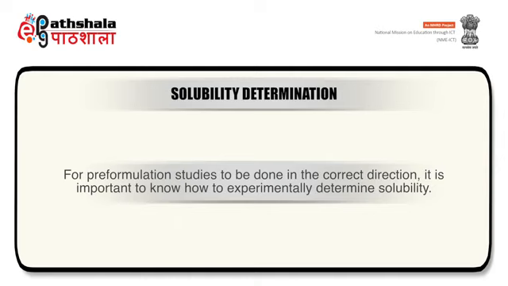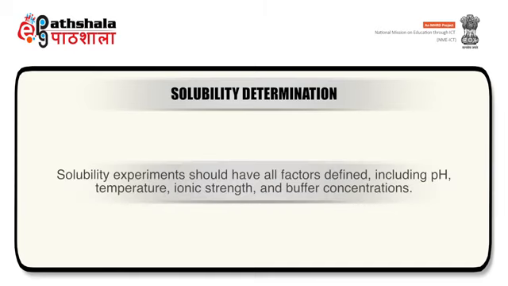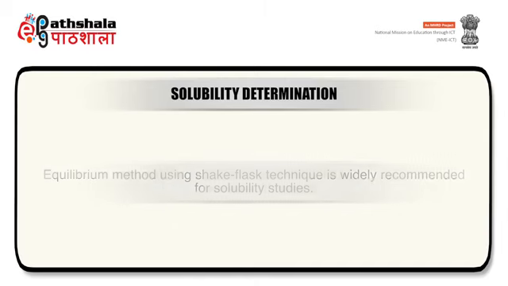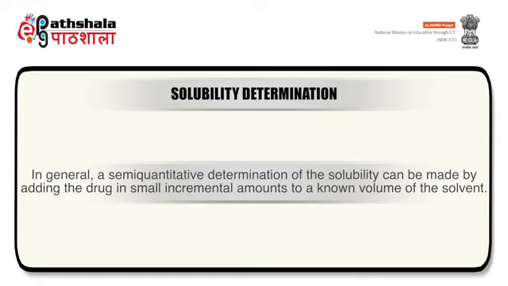For pre-formulation studies to be done in the correct direction, it is important to know how to experimentally determine solubility. A solubility experiment should have all factors defined, including pH, temperature, ionic strength, and buffer concentrations. The equilibrium method using the shake flask technique is widely used for solubility studies. In general, a semi-quantitative determination of the solubility can be made by adding the drug in small incremental amounts to a known volume of the solvent.